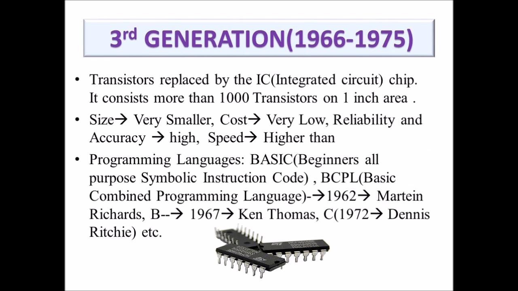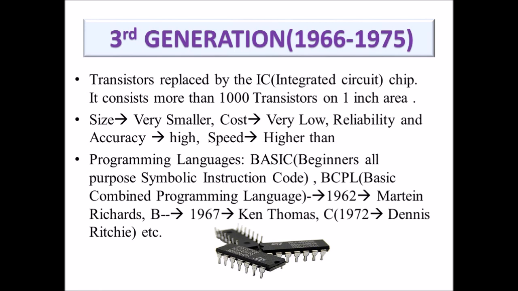Next is the third generation. In third generation computers, the transistor is replaced by the IC, that is, the integrated circuit chip. It consists of more than 1000 transistors in a 1-inch area, and the size is very small as compared to second generation computers. Cost is also low, and they are reliable, accurate, and have high speed as compared to second generation computers.